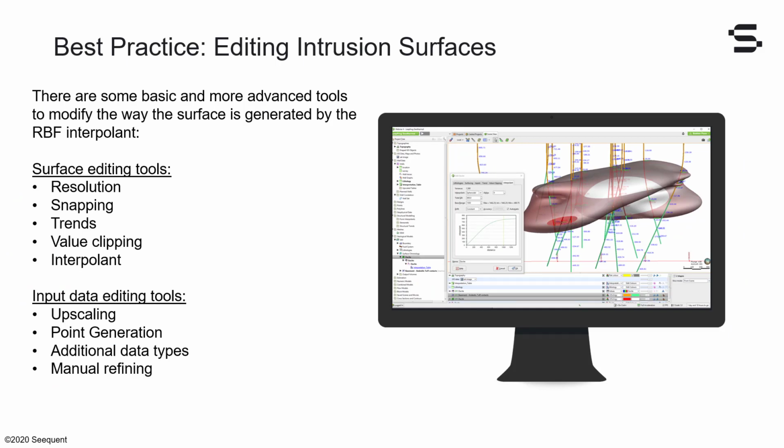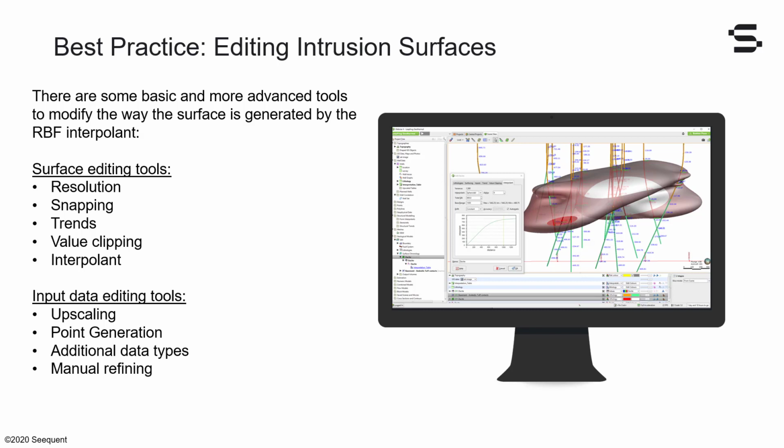We are now going to see what editing tools are available in Leapfrog Geothermal, how they work, and what is their purpose. The tools can be divided in two categories. The surface editing tools, which are accessed by double-clicking on the intrusion surface in the project tree, and the input data editing tools, which can be found below the intrusion surface in the project tree too. Note that some of these tools are more advanced and require some knowledge on how the RBF interpolant works.